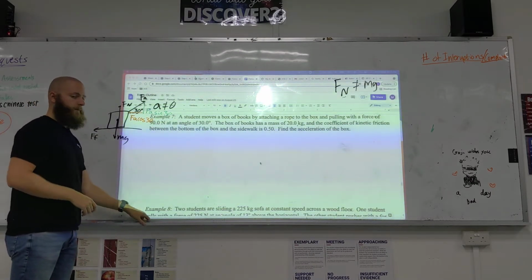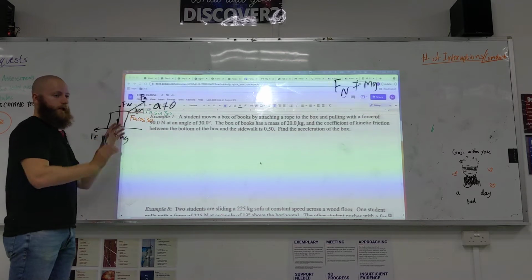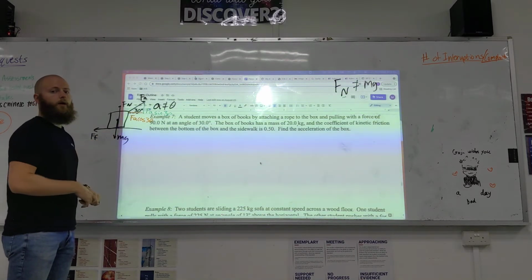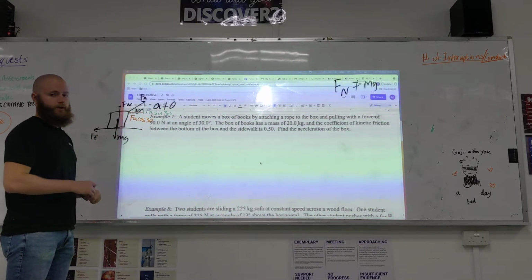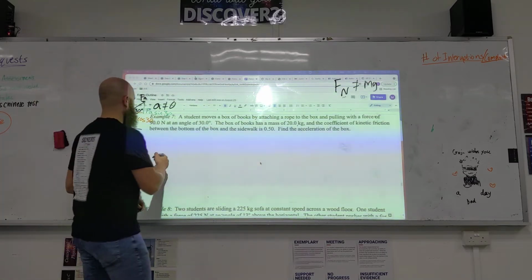So now when I set up my xy chart, Fa is going to have a part in the x and a part in the y. So this is going to make this problem a little bit trickier. So let's go ahead and set up our Fx and Fy.